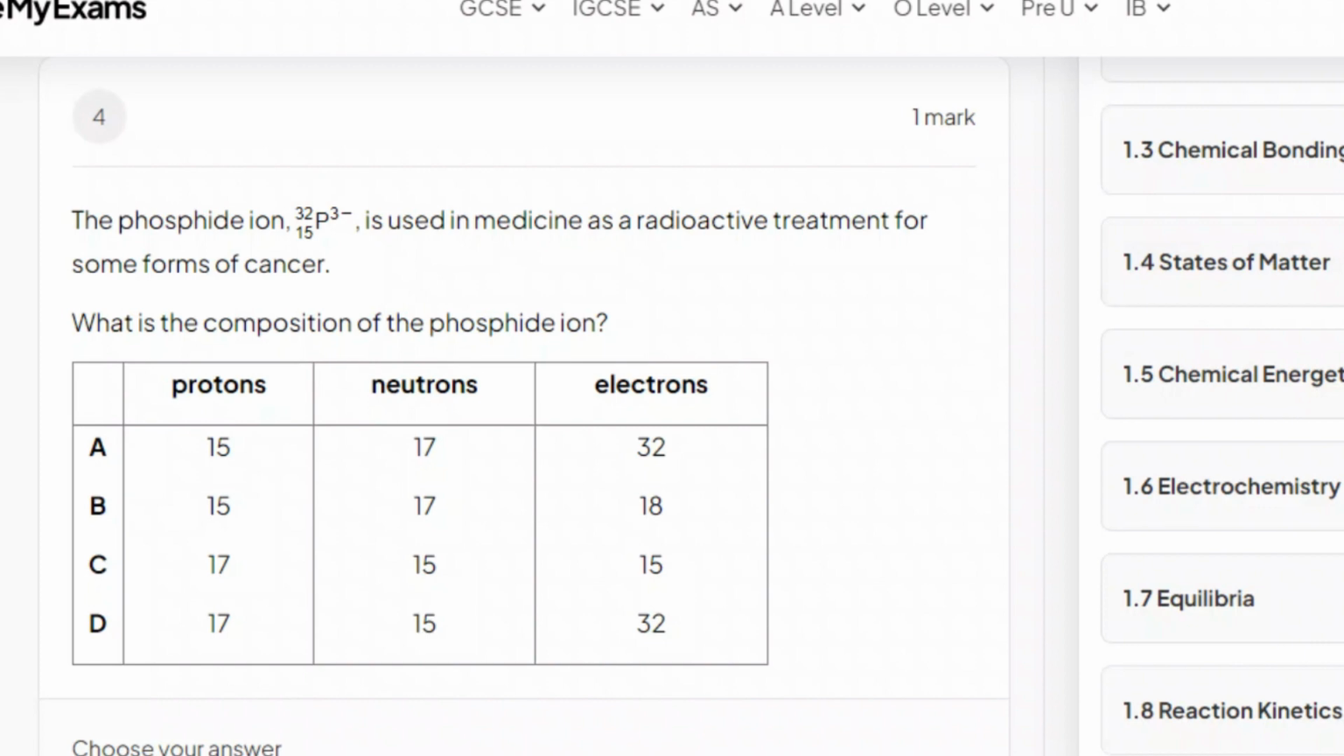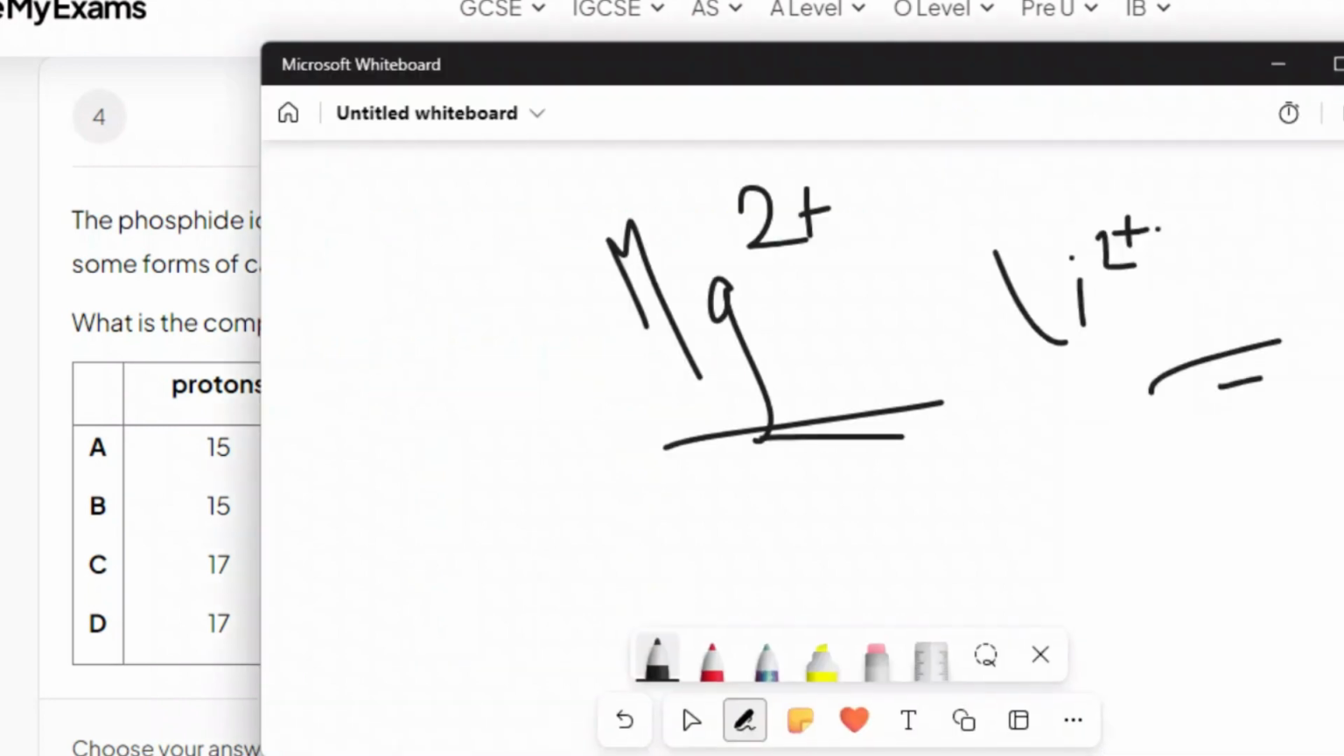So now the phosphide ion, P3-, is used in medicine as a radioactive treatment for some forms of cancer. So now what is the composition of the phosphide ion? Okay, so we can see the denotation here. The number 15 is the number of protons. That is the atomic number. The number 32 right here is the number of nucleons. That is the mass number.